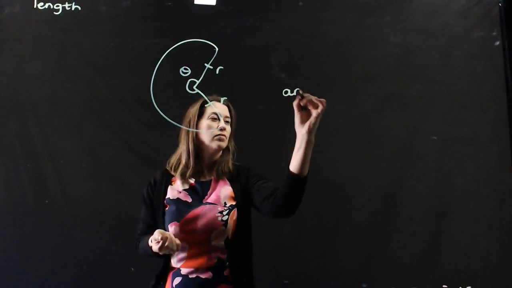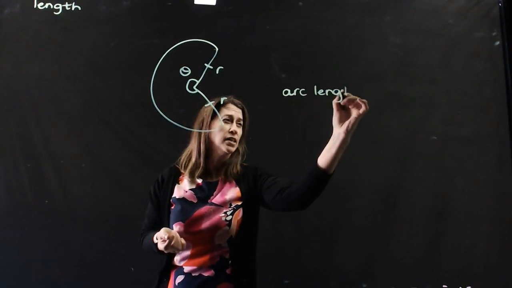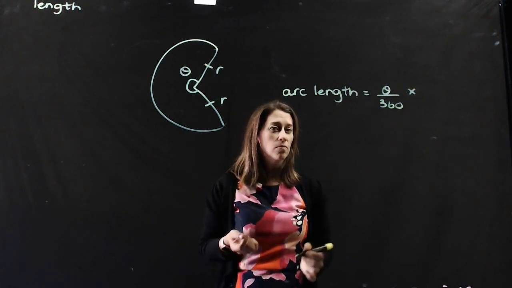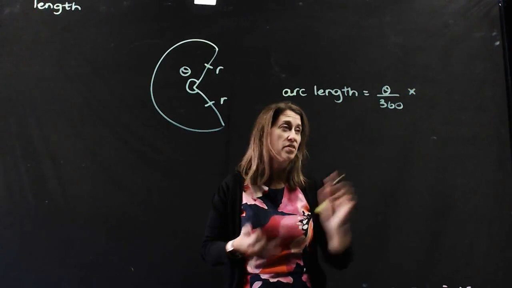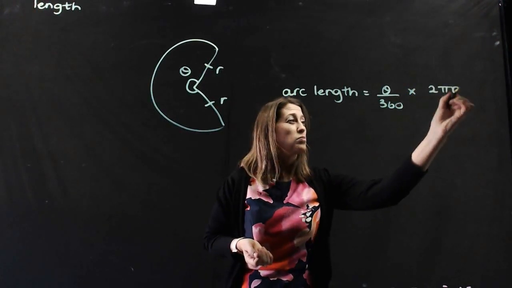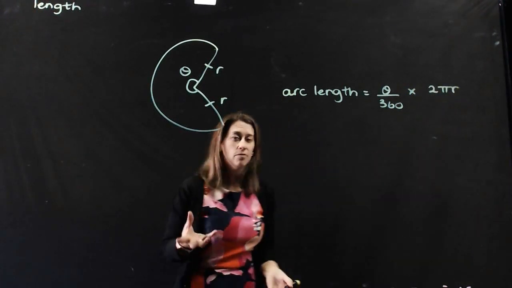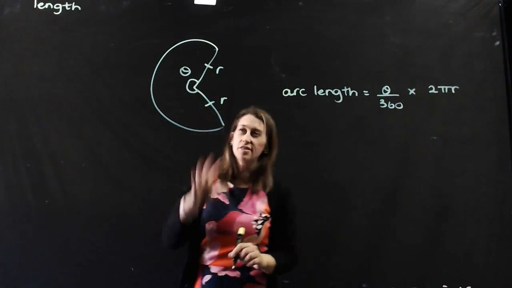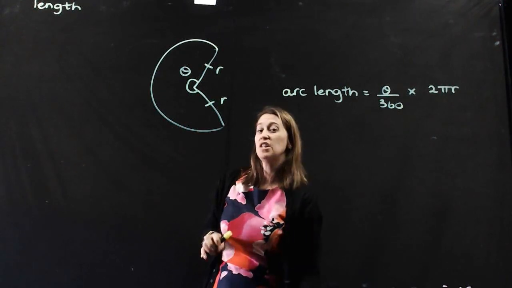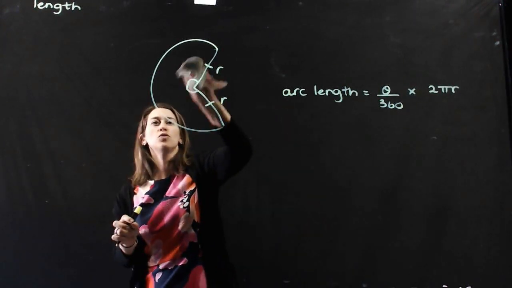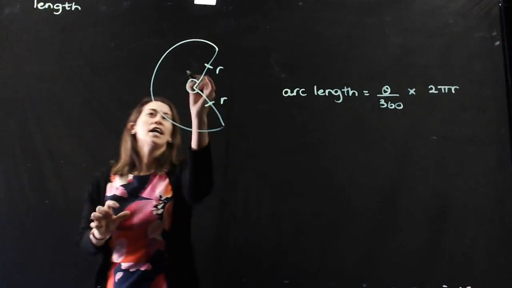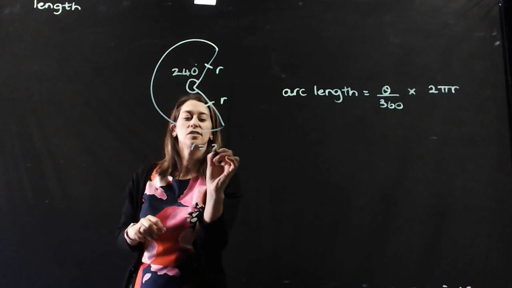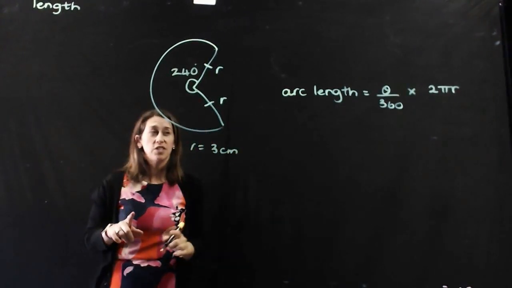So our arc length, which I've been calling A, is theta divided by 360 multiplied by the circumference of a full circle, which is either pi times diameter or 2 pi r. It doesn't matter which formula you use there, depending on the information you've been given in the question. If you're working out the perimeter of something like this, so this shape here, let's give some values to these. Let's go, theta can be 240 degrees, and let's make the radius 3 centimeters. Okay, so let's say r is 3 centimeters. Let's work out the perimeter of this shape.